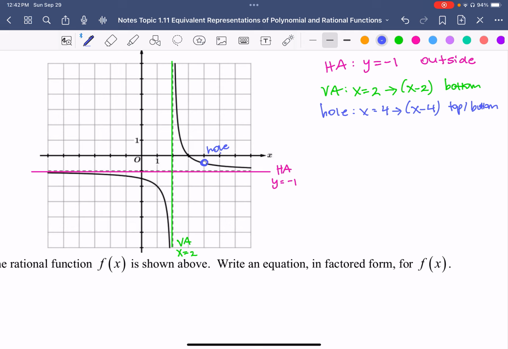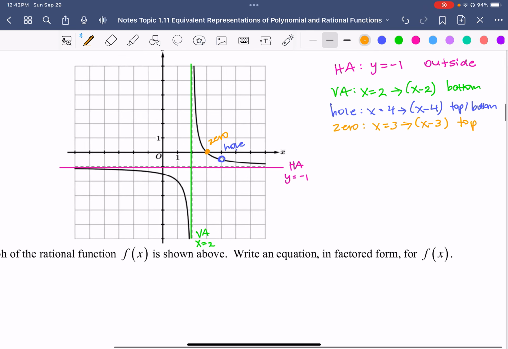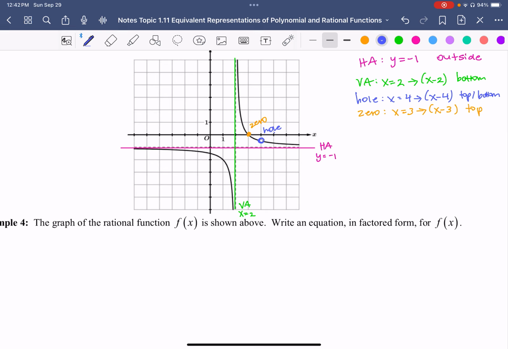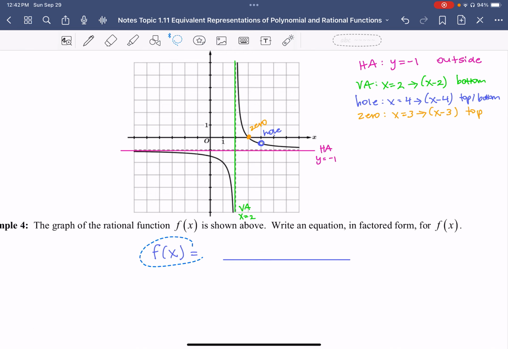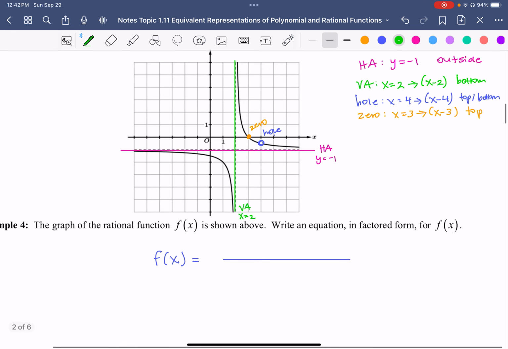Okay? Another thing I see is a 0. Remember that a 0 is just an x-intercept. So I have a 0 at x equals 3. That factor would be x minus 3, and zeros occur in the top of the fraction. They are always in the numerator. Okay, I don't see anything else, so we are ready to put this function together. Okay, so f of x is going to be equal to, remember rational functions are always fractions, so I have my fraction bar. We said that on the bottom, I need an x minus 2.